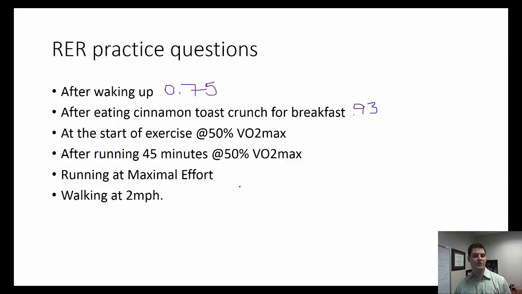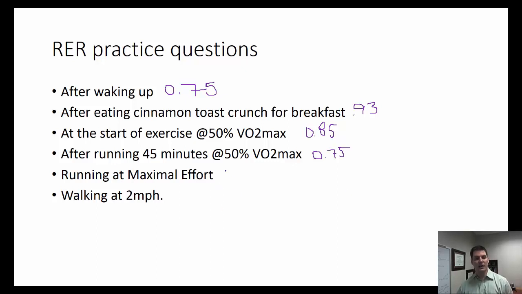As we move into some more of the exercise physiology, we can say at the start of exercise, roughly 50% of VO2 max, that 50-50-50 rule tells us that this would be about 0.85. After running for 45 minutes, the idea is that as the duration increases with no change in intensity, we start to utilize more fats and less carbs. So this 0.85 number that we had before should decrease and get closer to 0.7. So we'll just put it at 0.75.